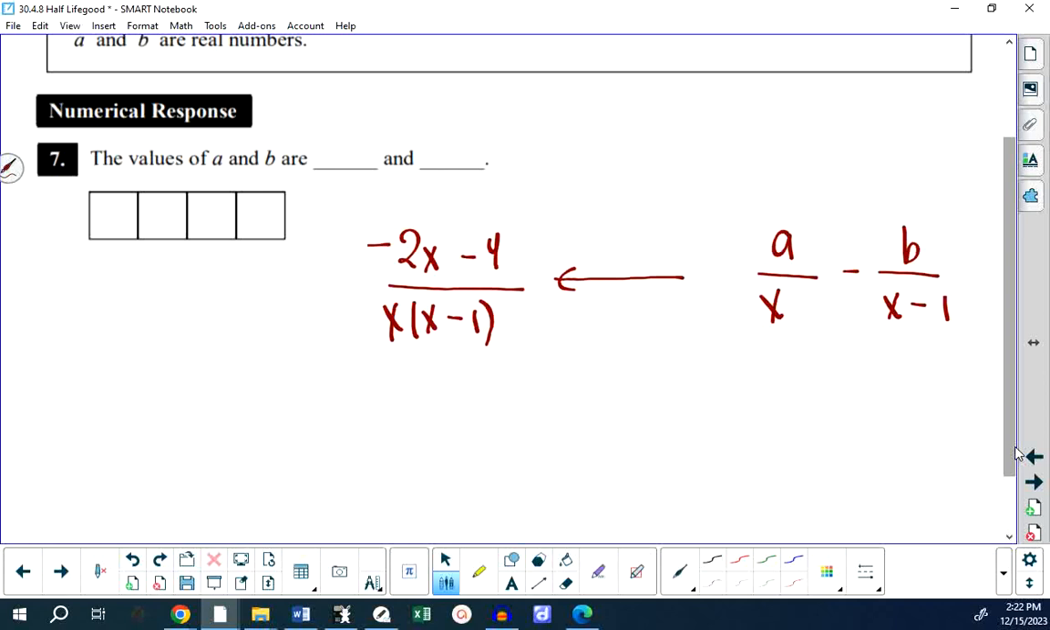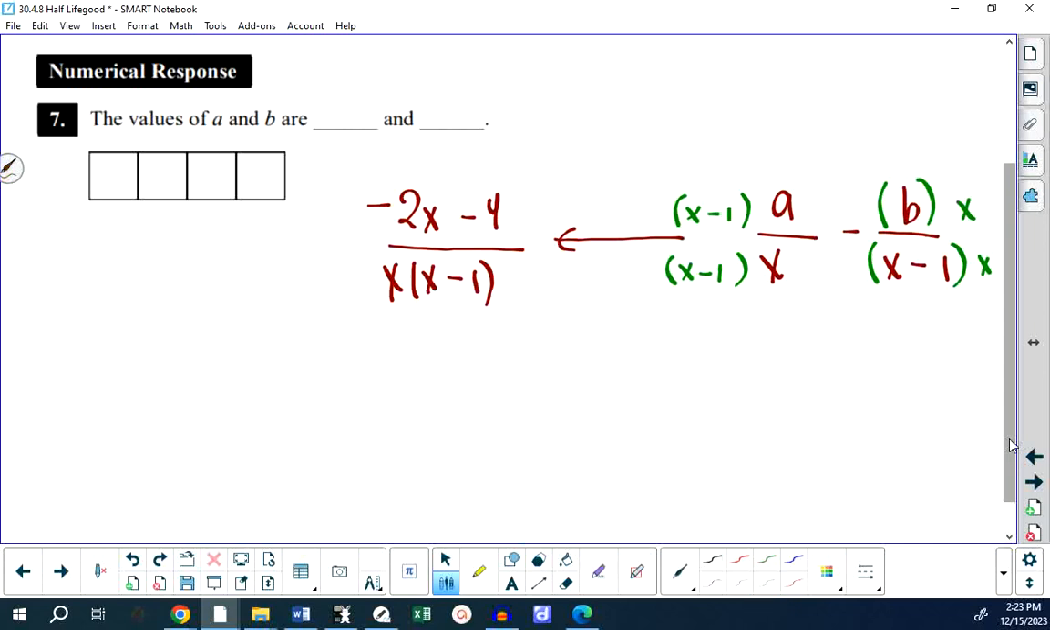Let's put these two together with a common denominator. I'm going to have to multiply the top and the bottom of this expression by x minus 1 to get my common denominator. And I'm going to have to multiply the top and the bottom of this expression by x to get my common denominator. So I'm going to get a times x minus 1 minus b times x, and this will be over my common denominator.